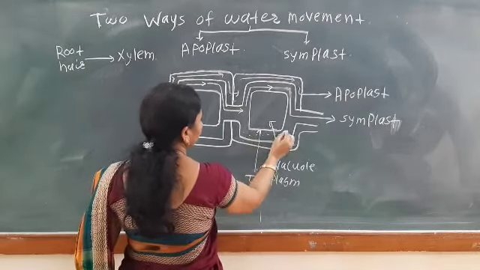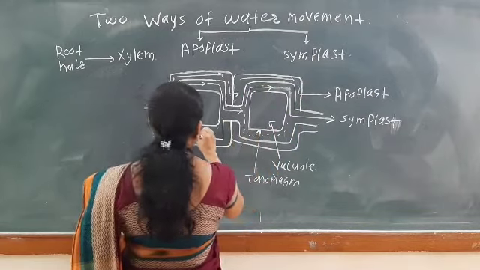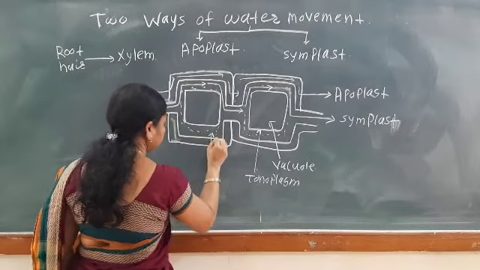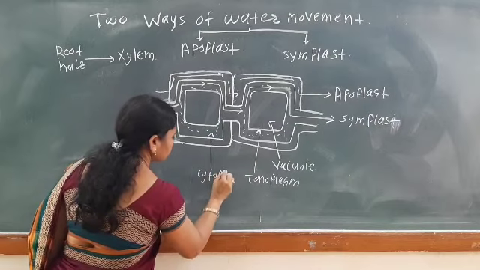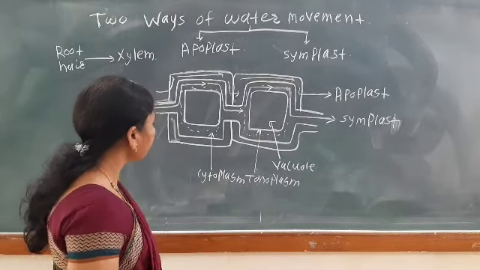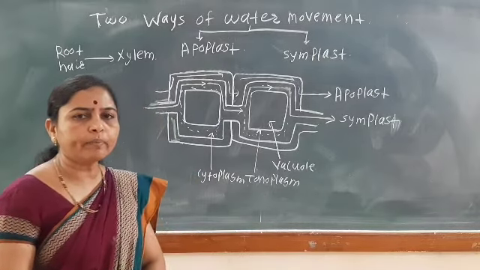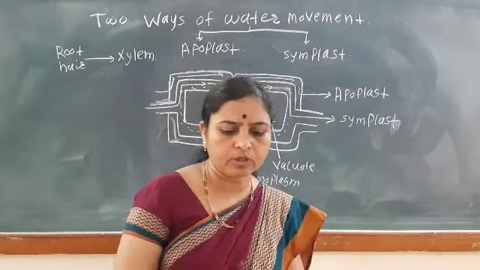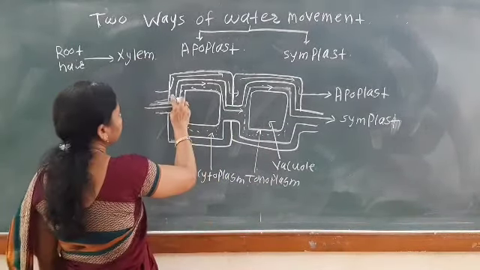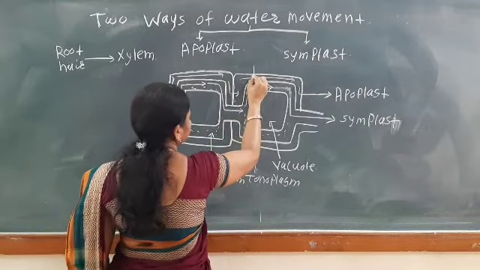Then the vacuole is surrounded by the cell cytoplasm. So see, here is how the movement of the water takes place. Water movement mainly takes place due to osmosis, as we have said. Some water mainly moves through only the cell wall, and this portion is the cell wall.